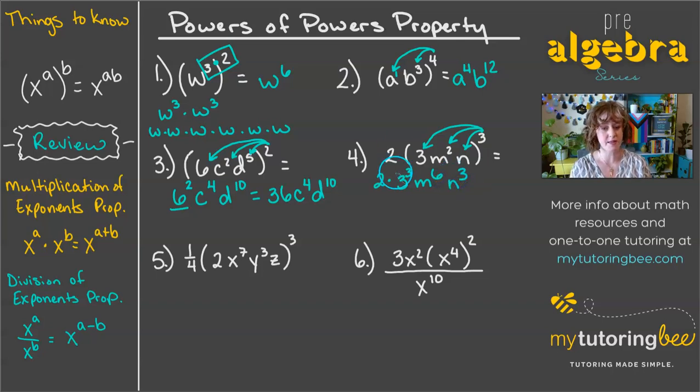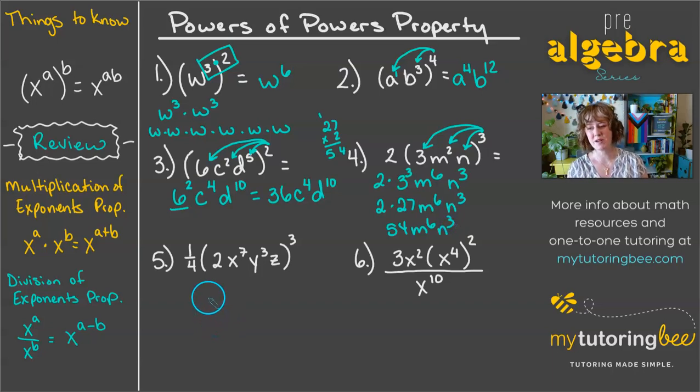All right, let's simplify this even further. 3 to the 3rd gives us 27, right? Because 3 times 3 is 9 times another 3 is 27. So we get 2 times 27, m to the 6th, n to the 3rd. And then we can simplify this. 2 times 27, let's see, let's figure out what that is. 2 times 7 is 14. 2 times 2 is 4 plus another 1 is 5. So we get 54, m to the 6th, n to the 3rd.